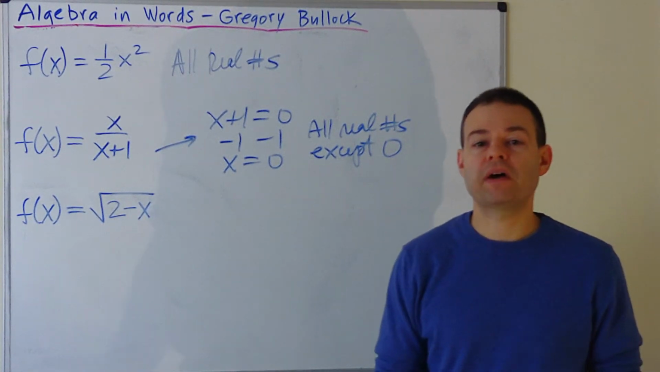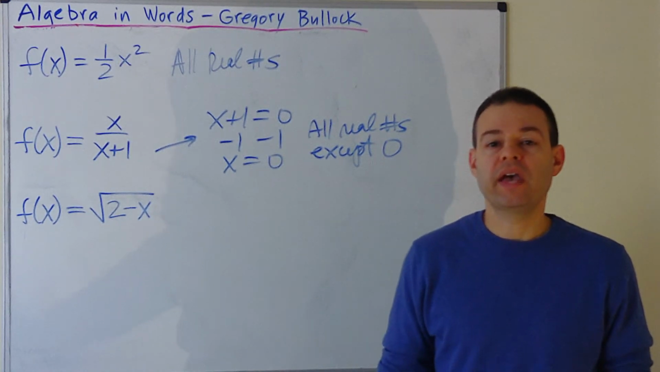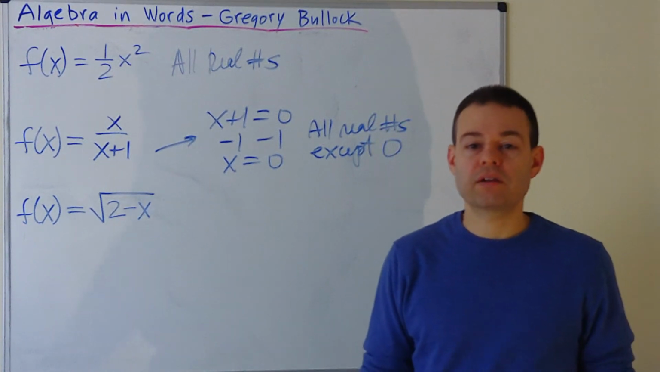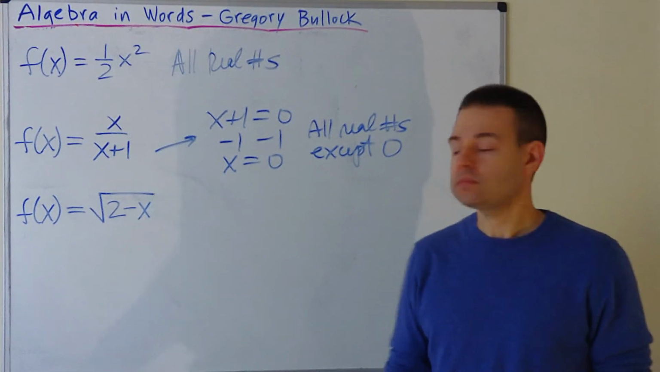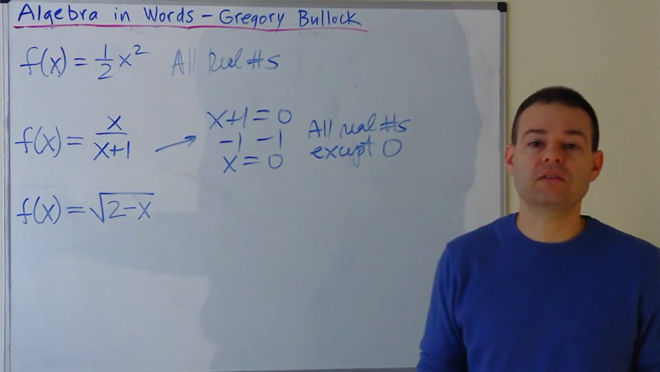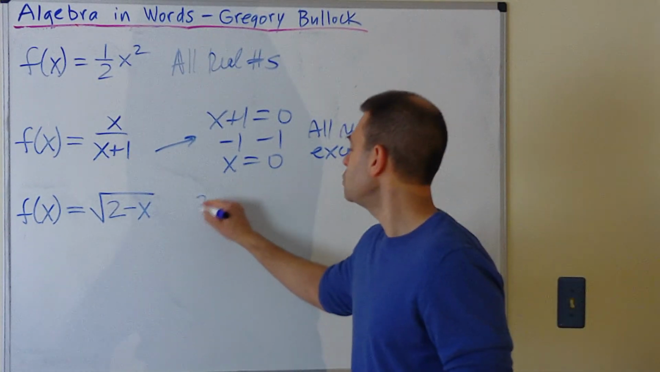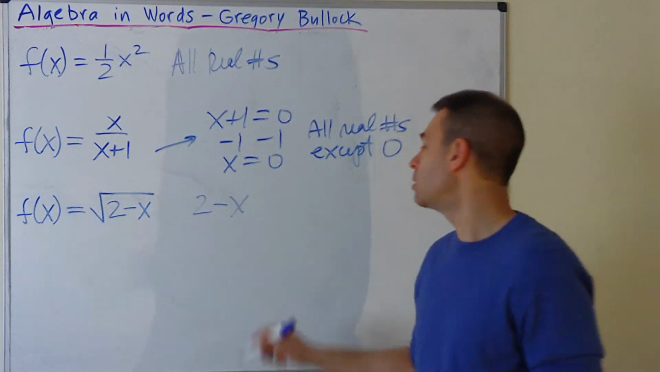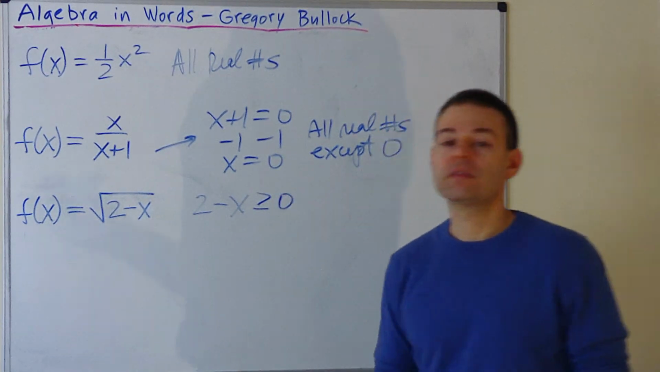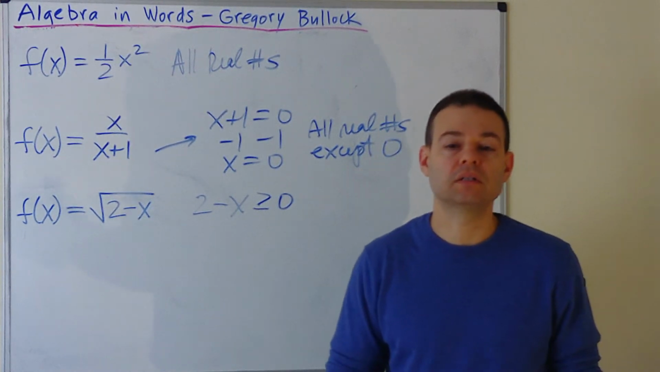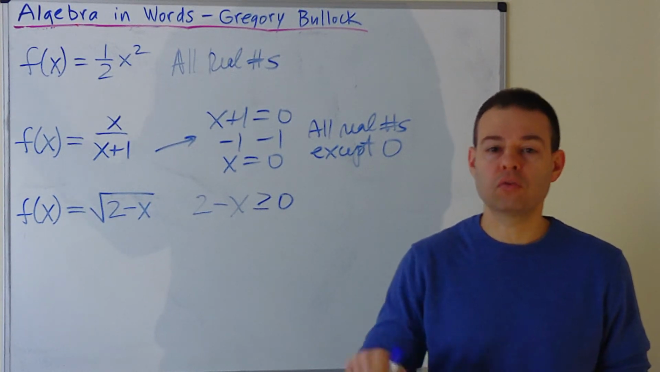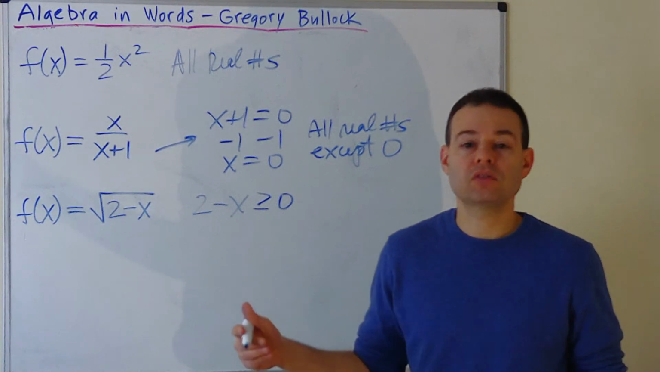The strategy for finding the domain when there's x in the radical is a little different than the other ones. And what you have to do is set the radical greater than or equal to 0. So that's what we're going to do. We're going to take the radicand itself, 2 minus x, and set it greater than or equal to 0. That's what you do to find the domain of any radical. Set it greater than or equal to 0. Only the radicand, not the whole radical itself. And then solve for x.